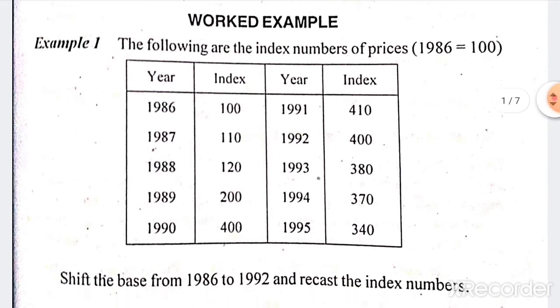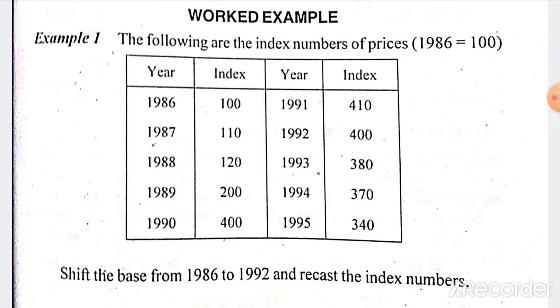The following are the index numbers of prices, 1986 to 1995 they are given. You have to shift the base from 1986 to 1992 and recast the index number. So we have to change 1986 as base to 1992. Here the index number for 1992 is 400. So this is your P0 for all the years. The remaining values will be the current year divided by the P0, which is always 400.